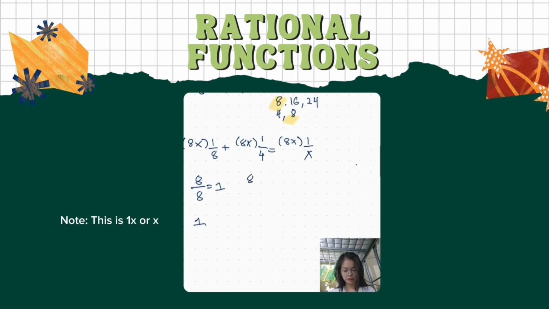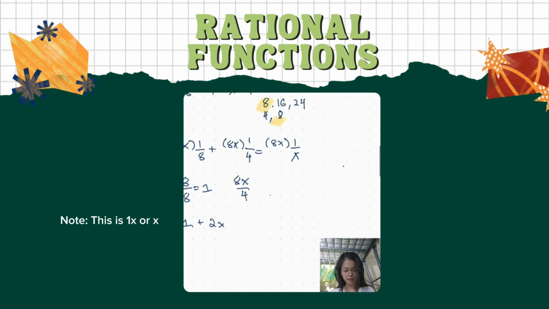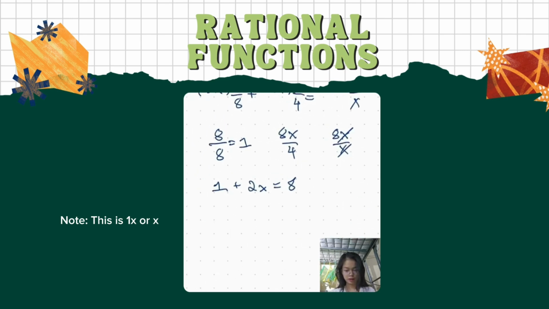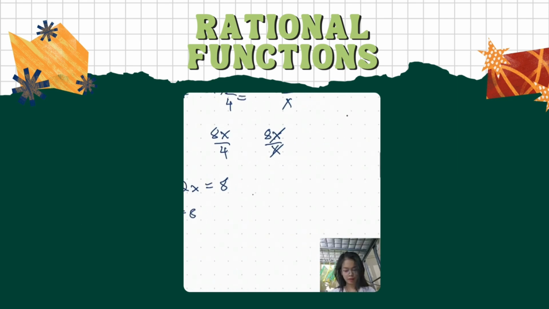To solve for this, 8x over 4 will simply give us 2x. And to solve for 8x over x, we cancel out the x and that will leave us with 8. So that will give us 3x equals 8. Our answer will be x equals 8 over 3.